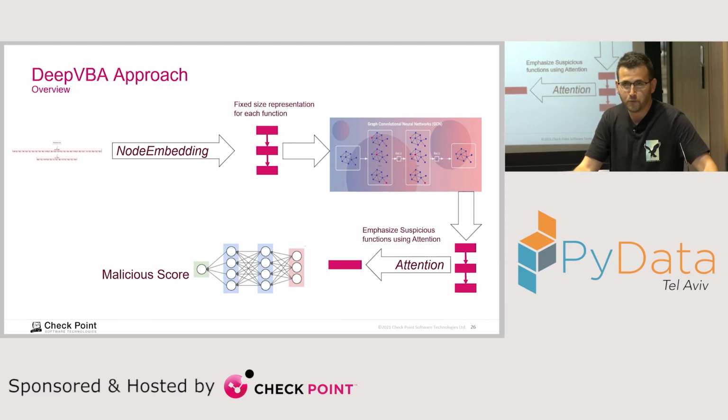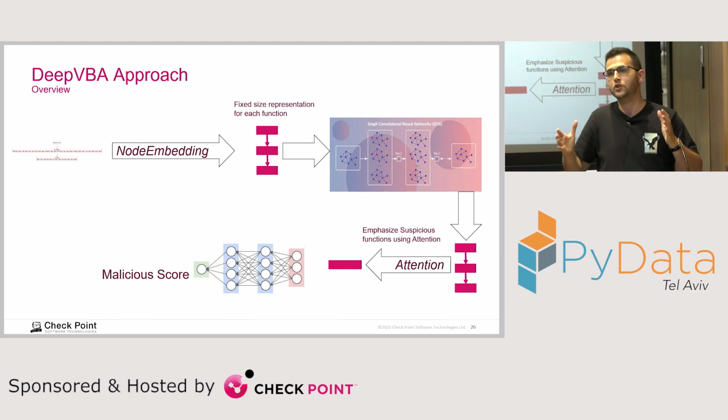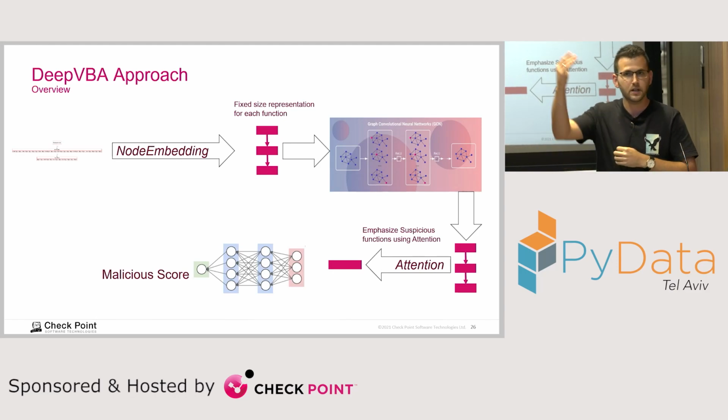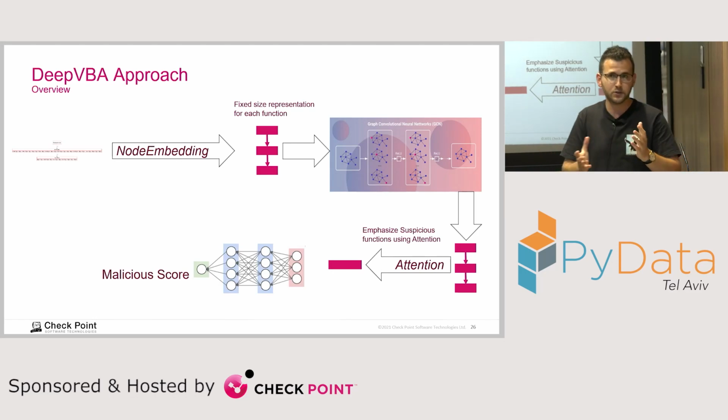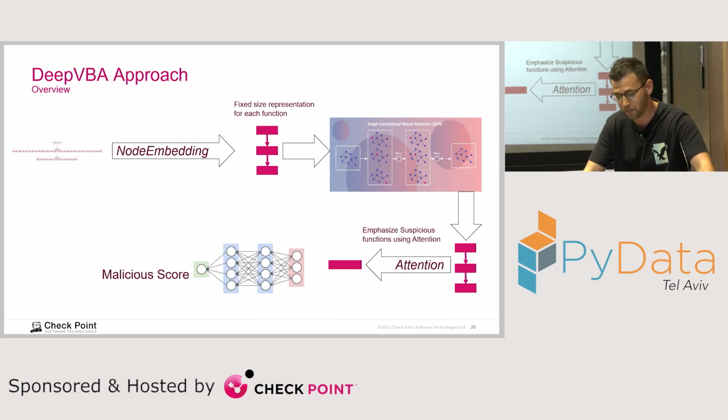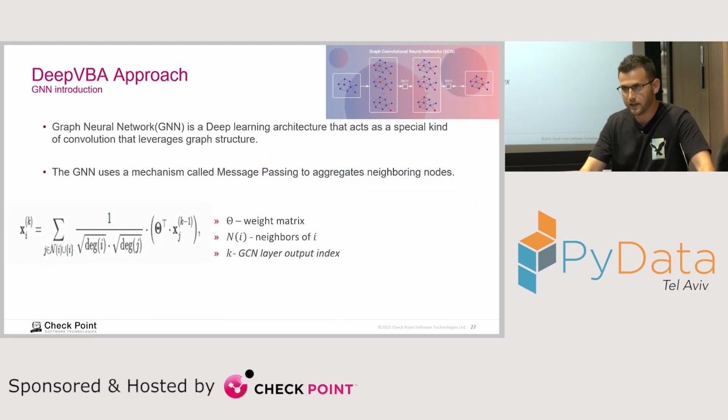And now we have an embedding for each node separately, but we still want to aggregate the information between the nodes, because the document open in Emotet's case called the second function, but so far they haven't exchanged information between the nodes. So what we have is a graph neural network that basically acts as a special kind of convolution. As I said, it aggregates information between neighboring nodes.